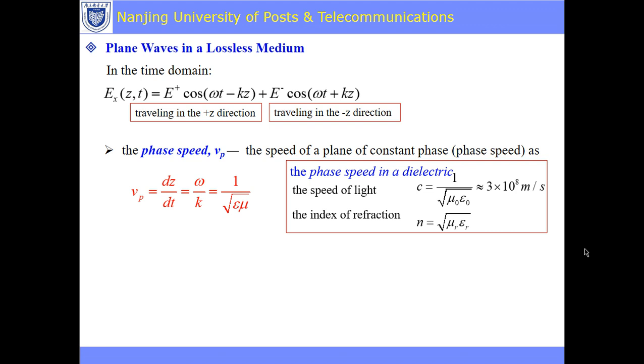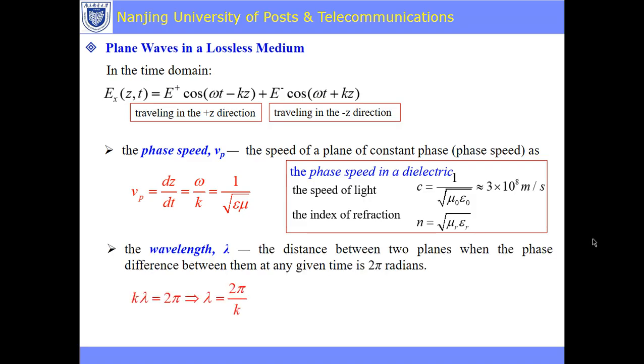For space, the phase speed for a dielectric is this. You know what a speed is. The wavelength is the distance between two planes when the phase difference between them at any given time is 2 pi. So this is basically lambda.